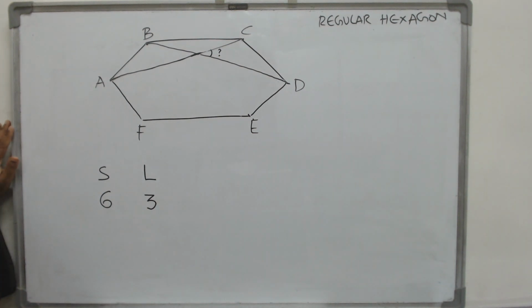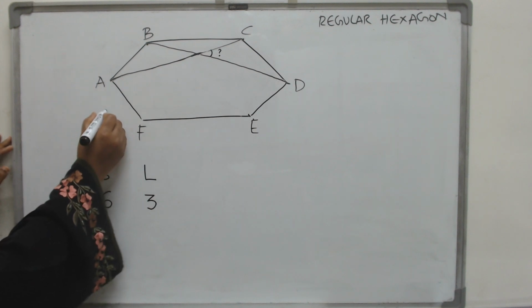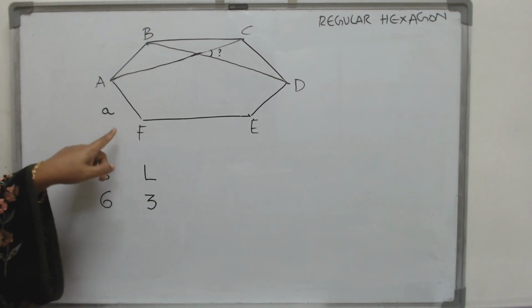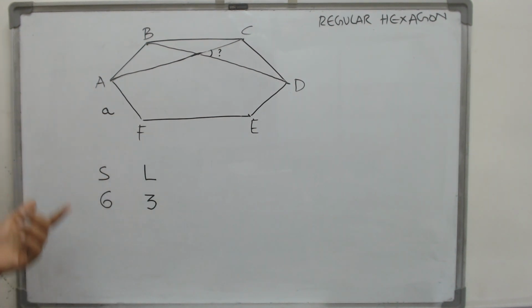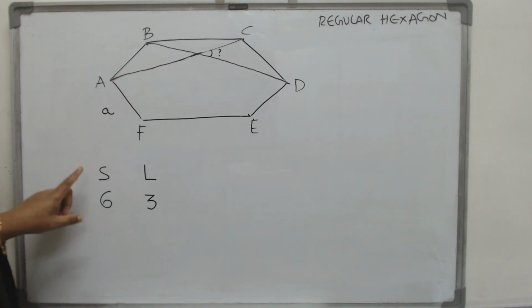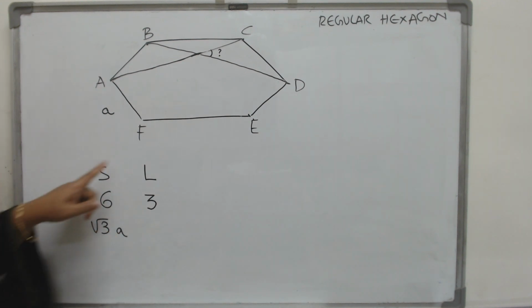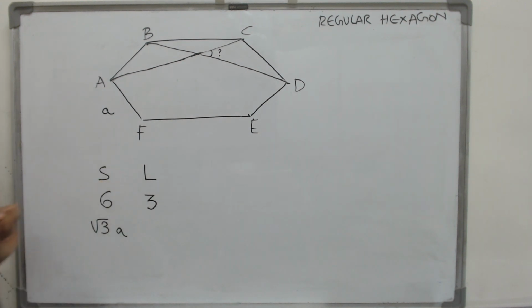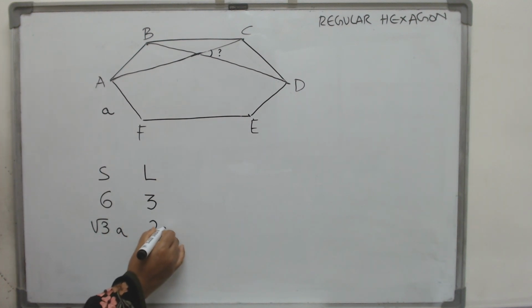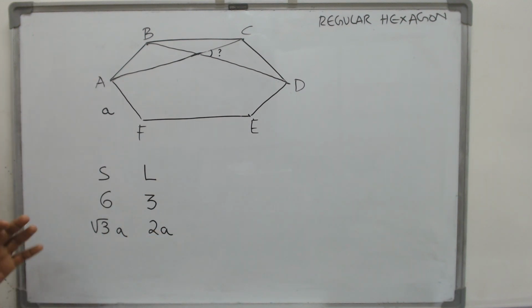Now these diagonals come with many interesting properties. For example, if the regular hexagon has a side length of say A units, if each side is of measure A units, then each short diagonal is going to be of measure root 3 A units, and each long diagonal is going to be of measure 2A units. But that is not the property we are going to see today.